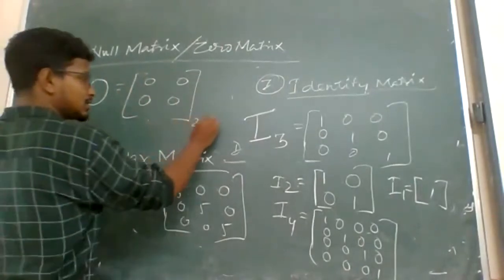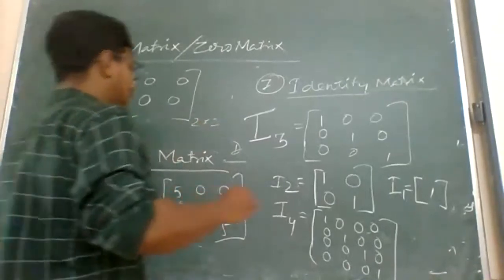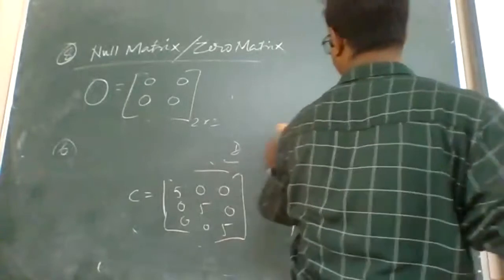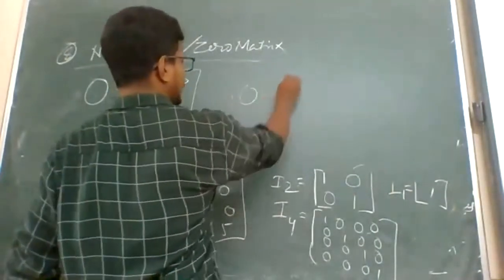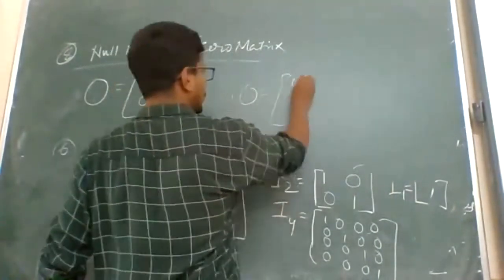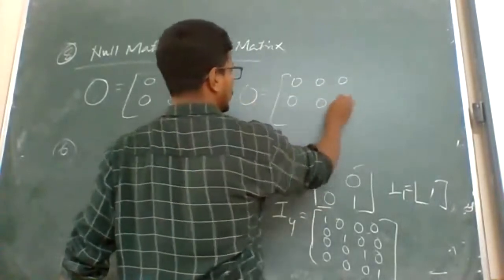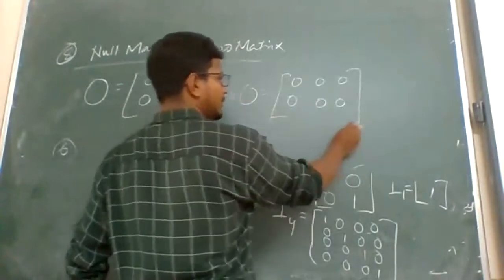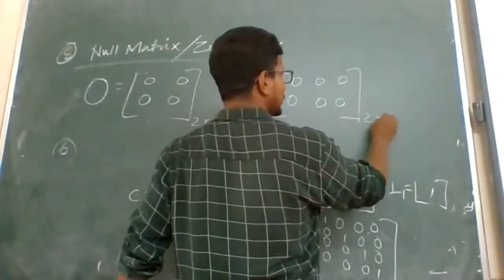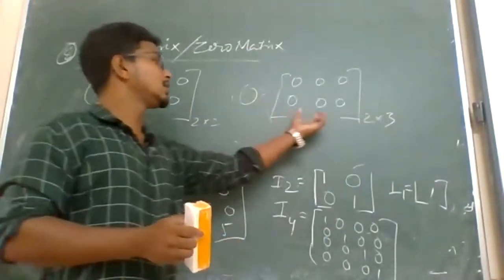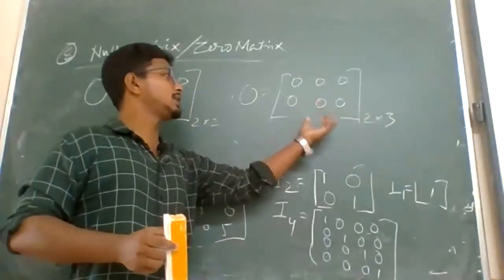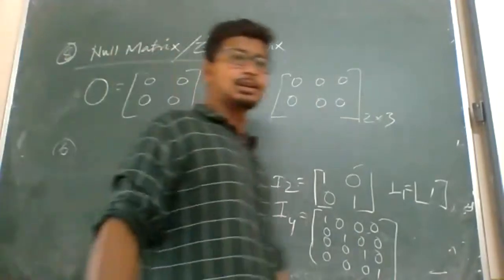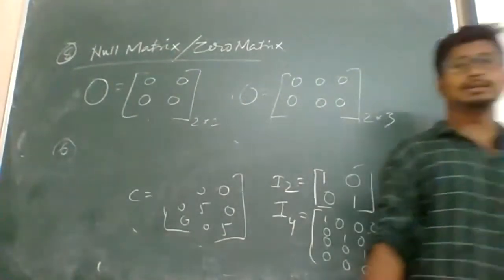Here the order is 2 by 2. If I write one more example, let us consider of the order 2 by 3. The elements here are 0, 0, 0, 0, 0, 0. Can you tell me what's the order here? The order will be 2 by 3. So this is also a zero matrix of order 2 by 3. So we have learned all the types of matrix. Tell me, where's the doubt now?